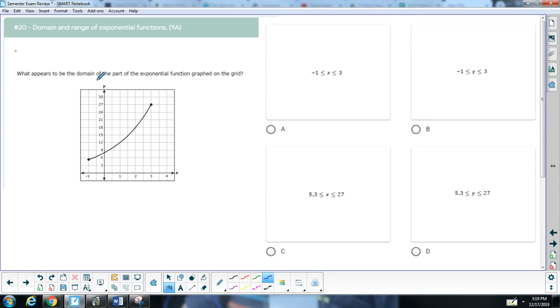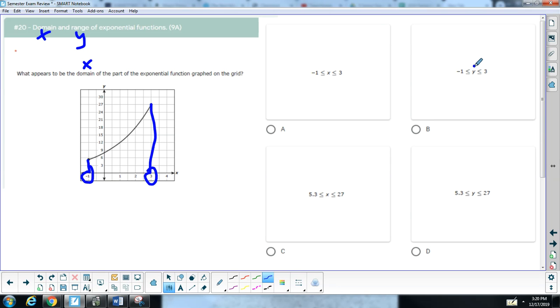20, what appears to be the domain. So domain is x. We talked about this earlier. Domain is x. Range is y. So this x value is at negative 1. This x value is at a 3. So we're going from a negative 1 to a 3.